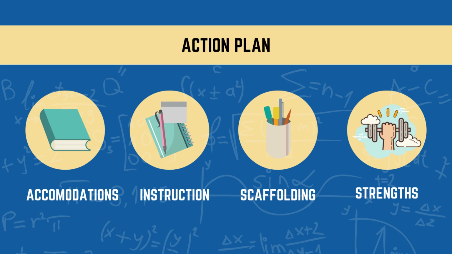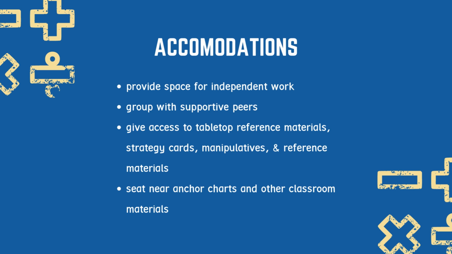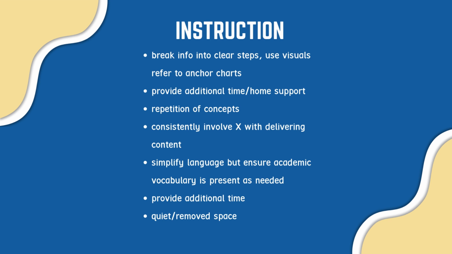So for the action plan, we've got it in 4 segments here: accommodations, instruction, scaffolding, and strengths. We'll start with the general accommodations. So we like to give student X some space away from others to do independent work. We group student X with peers who are supportive and make sure student X always has access to reference materials at their tabletop, manipulative reference materials, and also make sure that student X is seated, maybe close to the front of the room near the anchor charts and whiteboards.